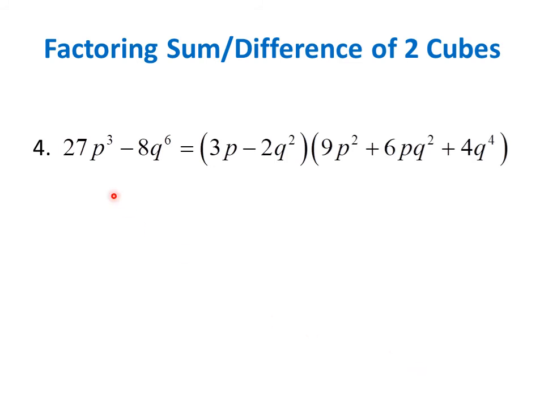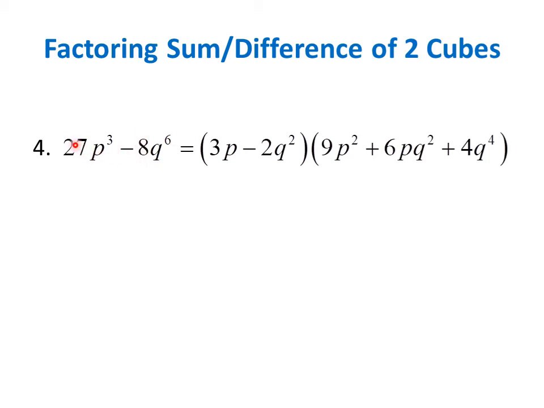Okay, fourth example, let's say we have to factor 27p cubed minus 8q to the 6th. First question, do we have a common monomial factor? No, because 27 and 8 do not have a common factor and p and q are different variables. Okay, is this a difference of two cubes? Let's check. Can we get the cube root of the first term? Yes. Can we get the cube root of the second term? Yes. So this is a difference of two cubes.